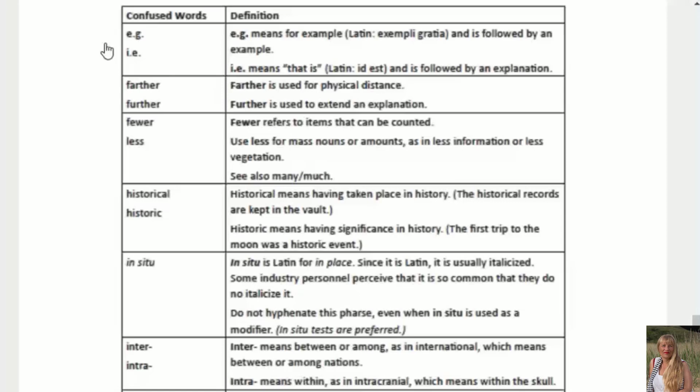So one is an example. So for example, she had a dessert, e.g. chocolate cake. Or you could say she had something after dinner, i.e. dessert. So in one case, you're giving an example of a dessert, and in the other case, you're giving a further explanation of your technical content. Those were pretty simple examples, but that's the gist of it.